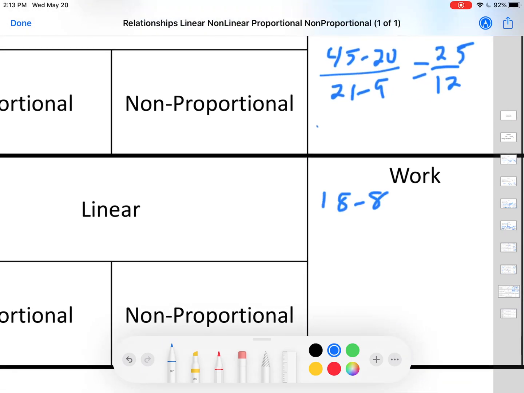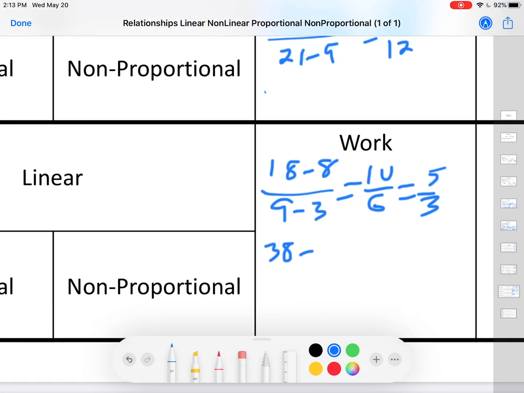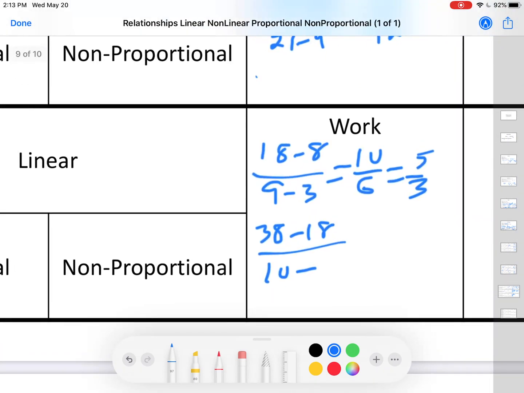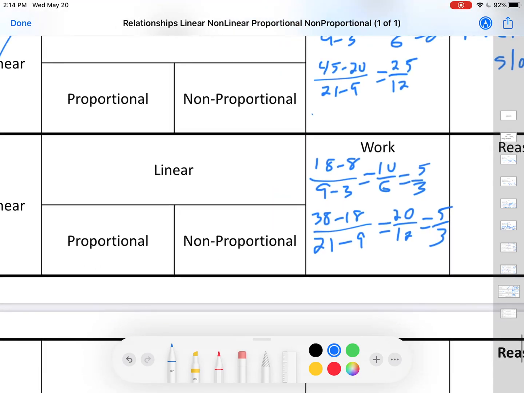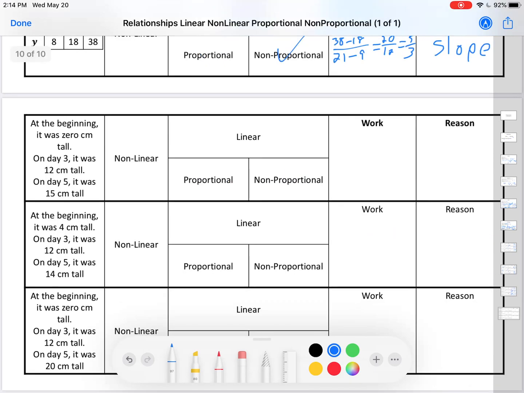So 18 minus 8, 9 minus 3 is 10 over 6. It's 5/3. 38, 18, 21, 9. 38 minus 18 is 20. 21 minus 9 is 12. Divide them both by 4, we get 5 over 3. Hey, it is linear, non-proportional. And we know it's non-proportional. So, reason, it has a constant slope. And this work shows that it has a constant slope. And that's how you deal with tables.